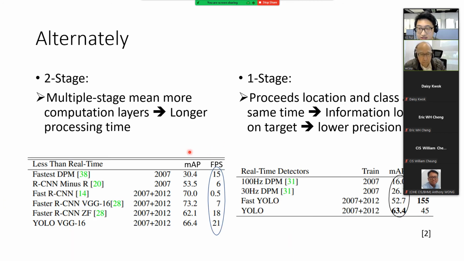As I mentioned, 2-stage does the region proposal and the classifier separately, so it requires longer processing time. And 1-stage processes the object location and the feature extraction at the same time, so there must be some information loss on the target, so it will have a lower precision.